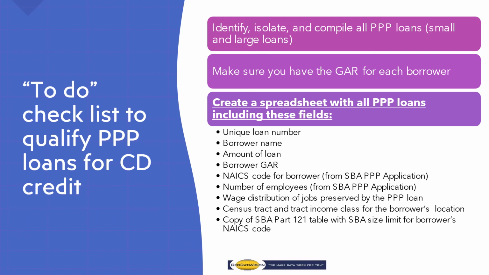And finally, a copy of the SBA Part 121 table with the SBA size limit for borrowers, the borrower's NAICS code. And for those of you who don't have a copy of the SBA table for Part 121, you can get that by going to the Geodata Vision website, where we have free copies available in a PDF form for anyone who wants to download that.